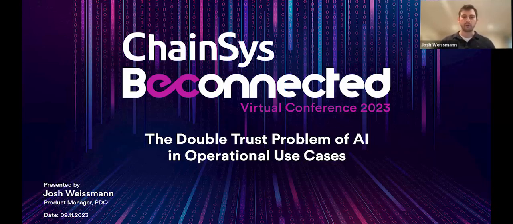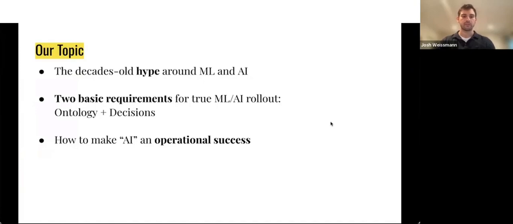So where do we start from here? So where we start is the topic at hand, right? The topic at hand is the decades-old hype around machine learning and AI. Operations and major corporations, right? Think of the biggest companies in the world, have been living with hype around the promise of ML and AI for decades. Cost savings, process automation, AI sidekicks. There's been a lot of hype around this topic for a long period of time.